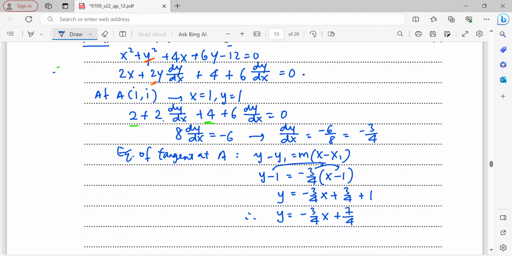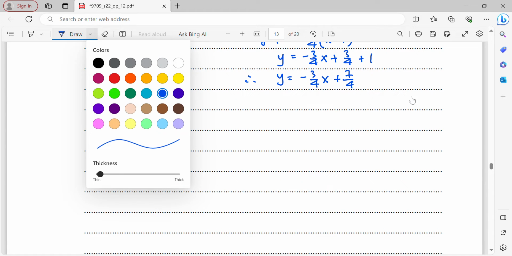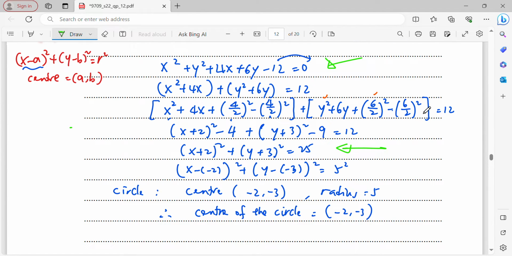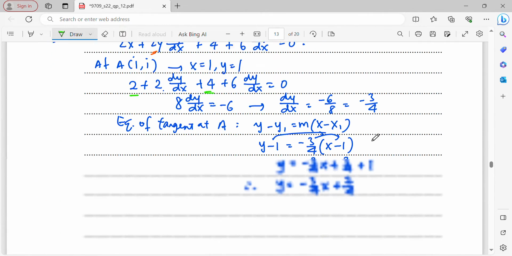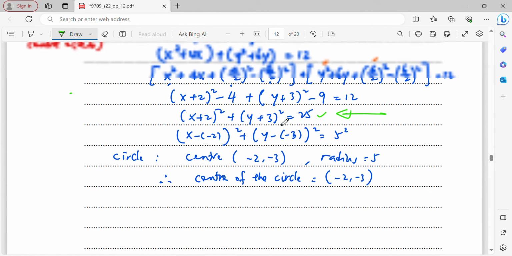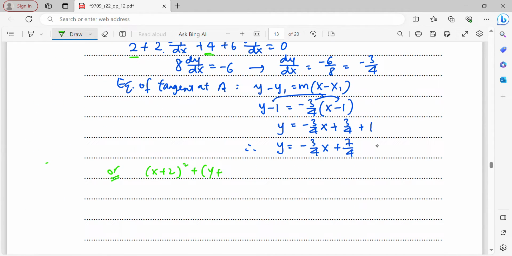Okay, this is by differentiating directly the equation of the circle. Now, another method is you can just use the previous form, okay, which means you refer to this form. Alright, so I will rewrite x plus 2 squared plus y plus 3 squared equals to 25. From here, I can get the y as a subject. So y plus 3 squared equals to 25 minus x plus 2 squared.